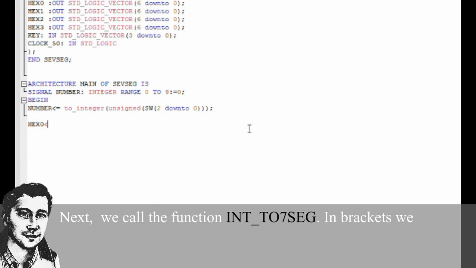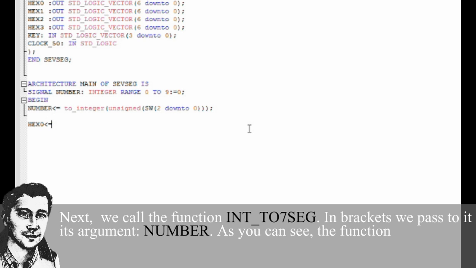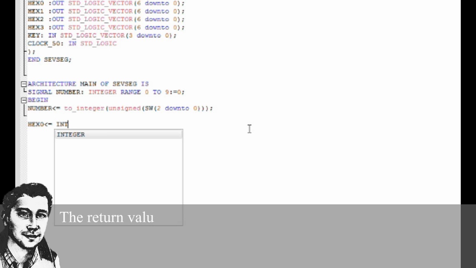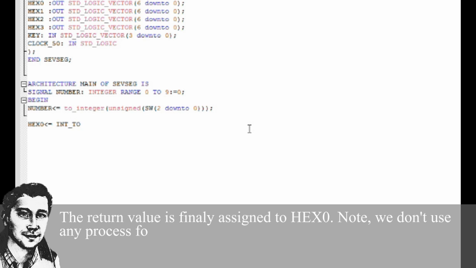Next we call the function. In brackets we pass to it its argument number. As you can see, the function call is the same as in any other programming language. The return value is finally assigned to hex 0. Note we don't use any process in our test.